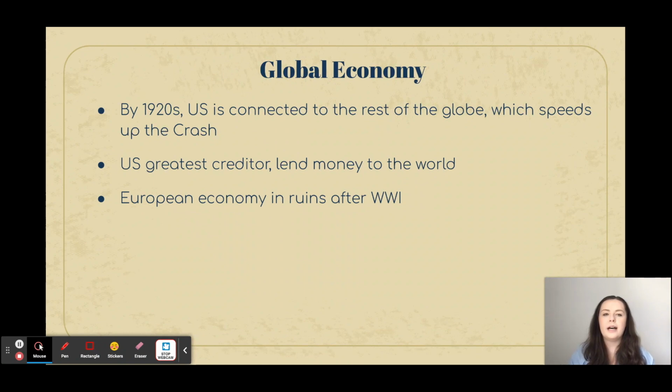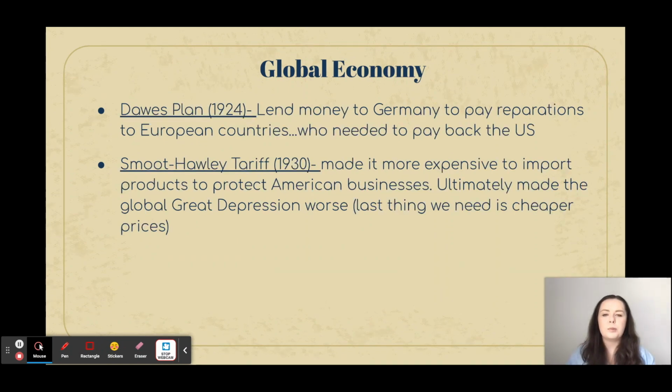We also have the concept of a global economy, particularly in the wake of World War One, where the U.S. economy gets tied to other countries' economies. So the health of our economy is tied to the health of the economy in Europe, because we're lending money to the rest of the world, and we're sort of acting as the world's bank. So we'll talk specifically about the Dawes Plan, and how our economies are tied.